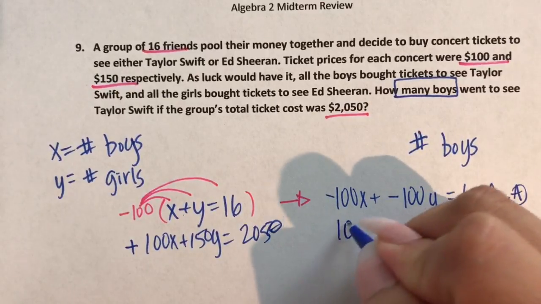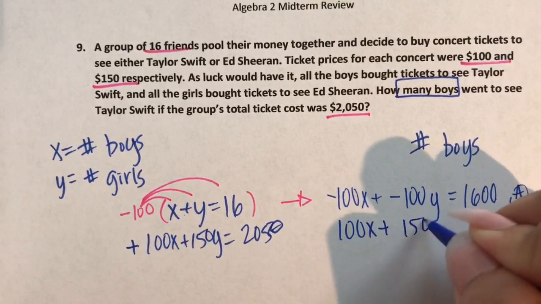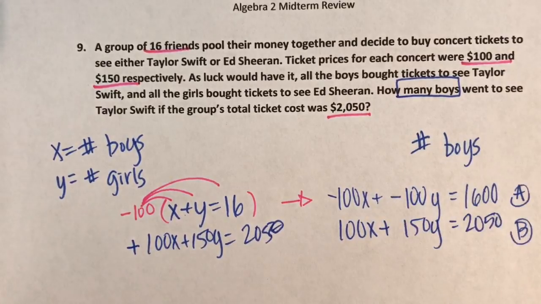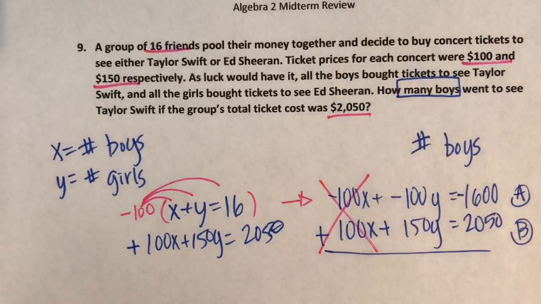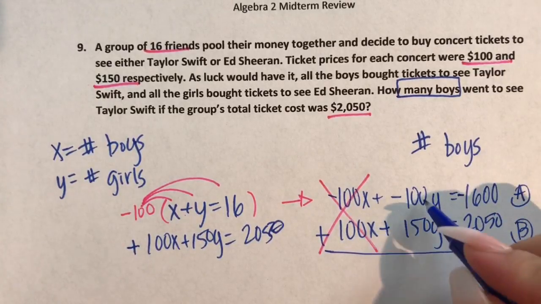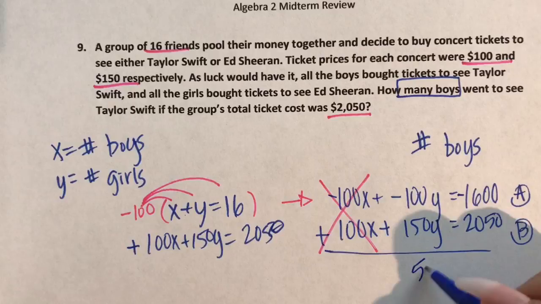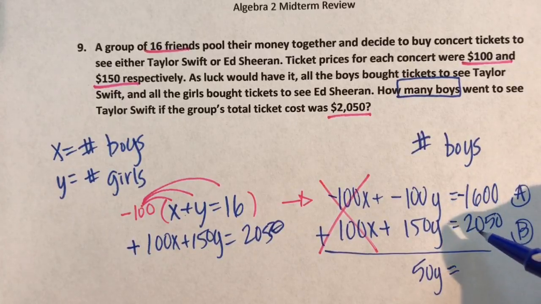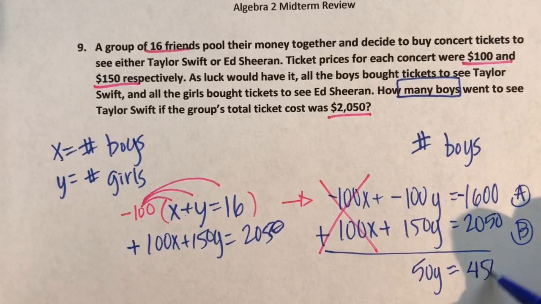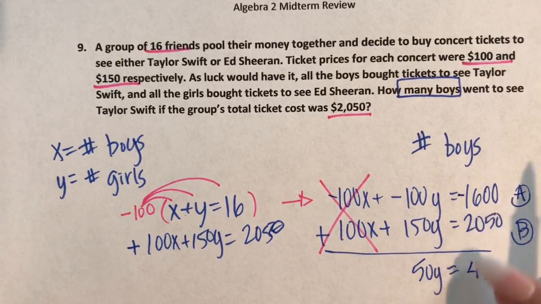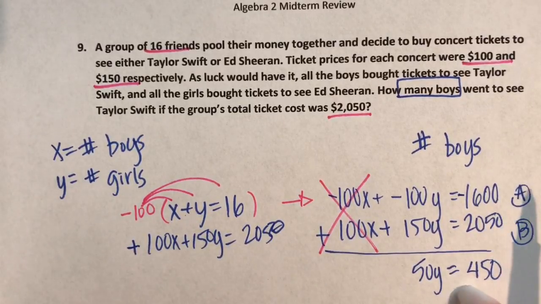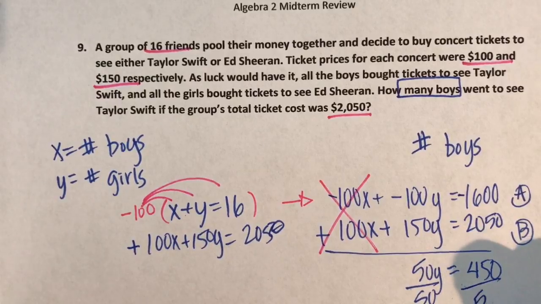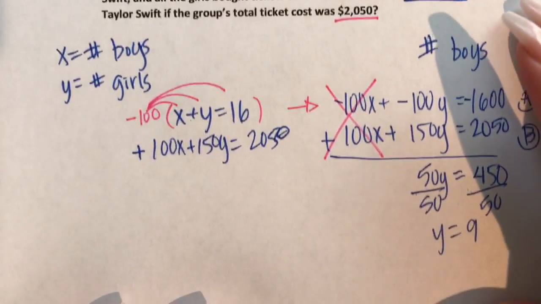Equation B, 100x plus 150y equals 2050. Oh, I've left out the negative here. Now we're going to add. X's go away. Negative 100y plus 150y equals 50y equals negative 1600 plus 2050 equals 450. I have more positive than negative, that's why my answer is positive. 50y equals 450, divide both sides by 50, y equals 9.